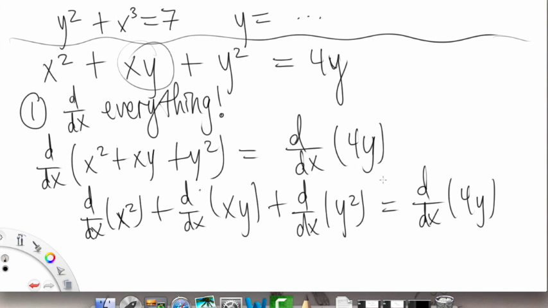So what are we going to do with this? This first term here is going to be an easy one, right? We can just make that a 2x, because we're differentiating once with respect to x, and the variable there is an x squared, so that's good.